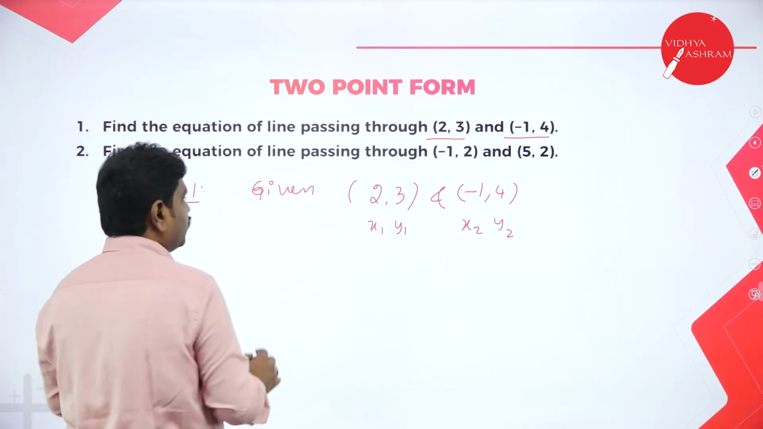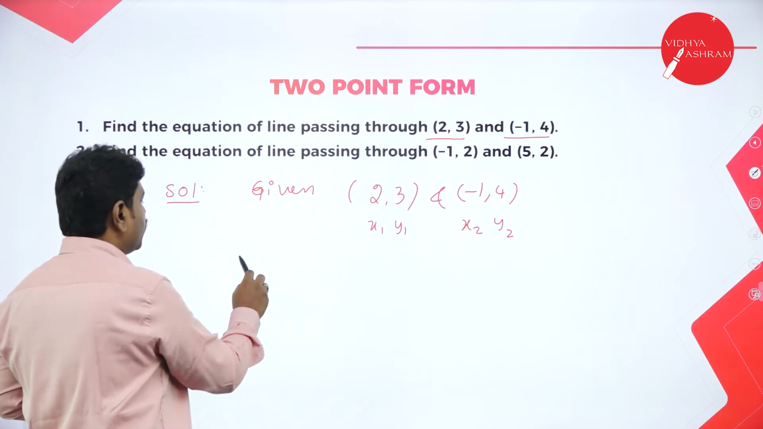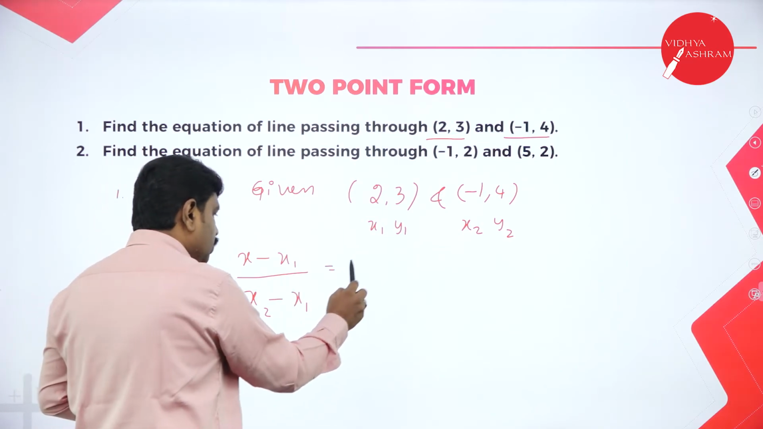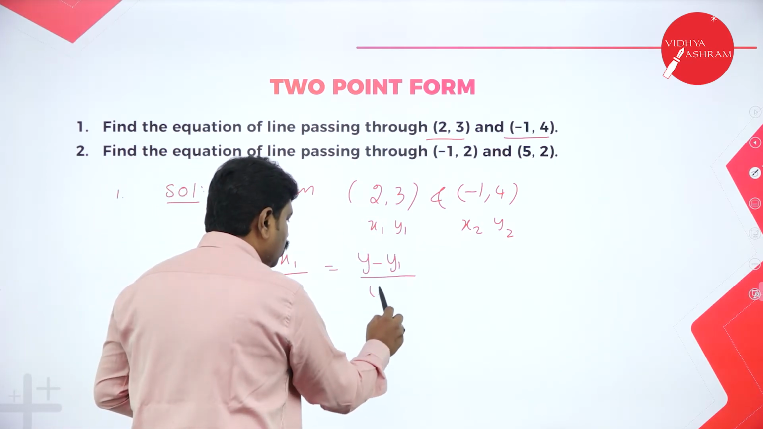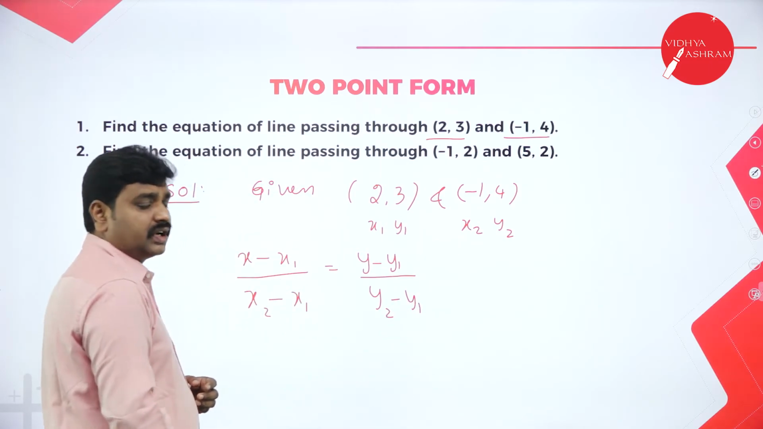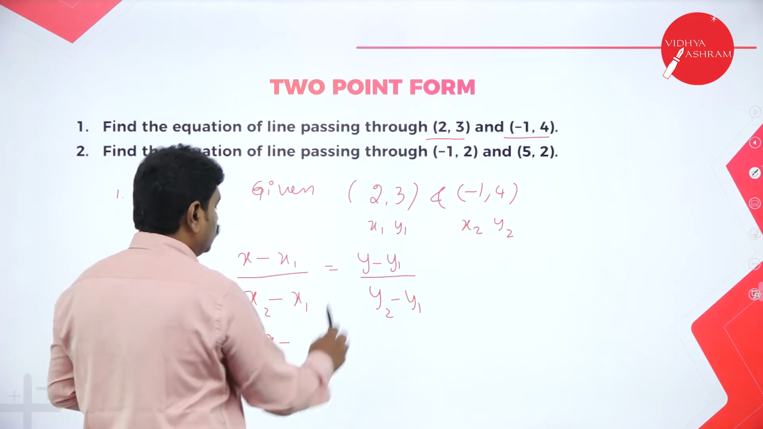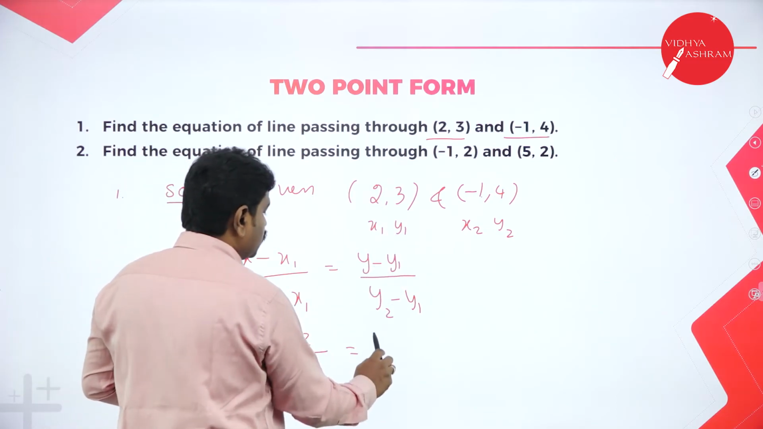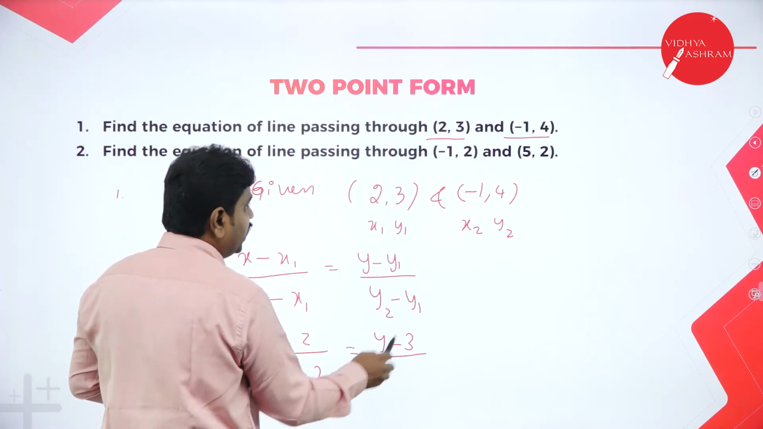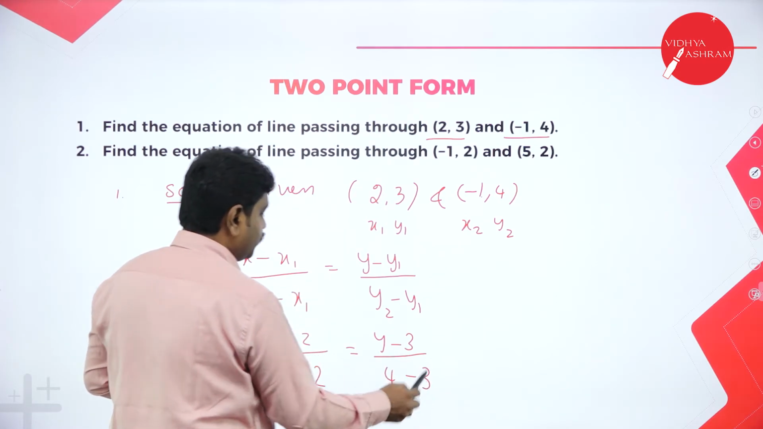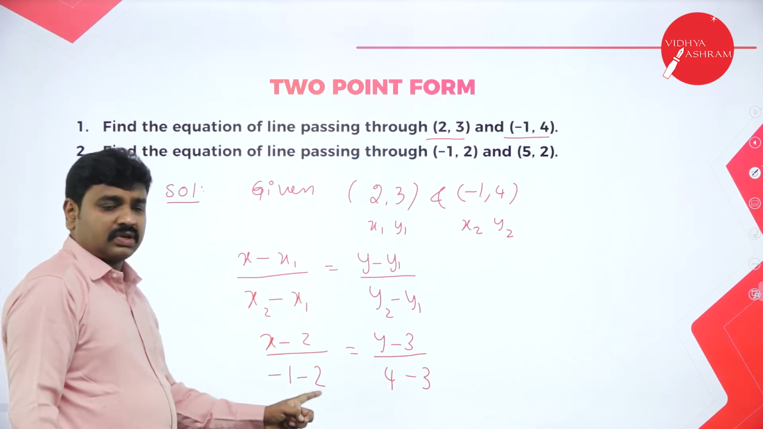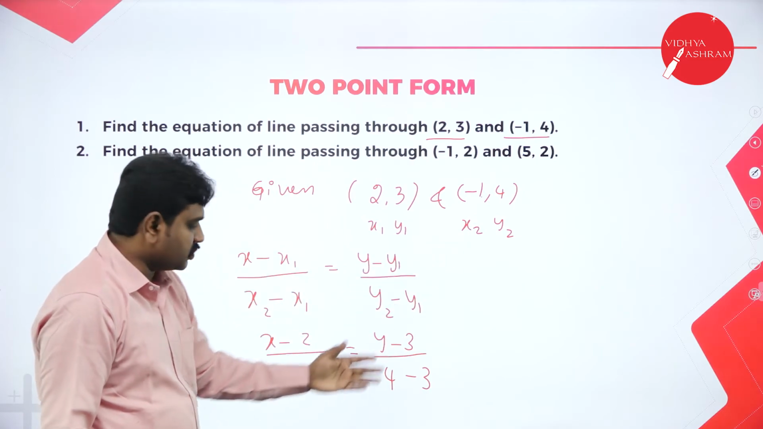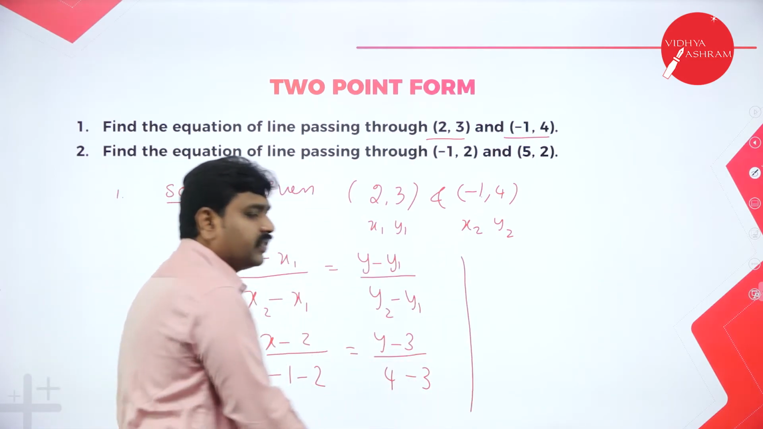So now I need the equation of the line. When you know 2 points, use the 2-point form. What is the 2-point form? (x minus x1) by (x2 minus x1) is equal to (y minus y1) by (y2 minus y1). That is, x minus, what is x1? 2, divided by x2 minus x1. What is x2? Minus 1 minus 2. Y minus, what is y1? 3, divided by y2. What is y2? 4 minus 3. The first point we call x1, y1. The second point we call x2, y2. Now simplify this carefully to get the final answer.